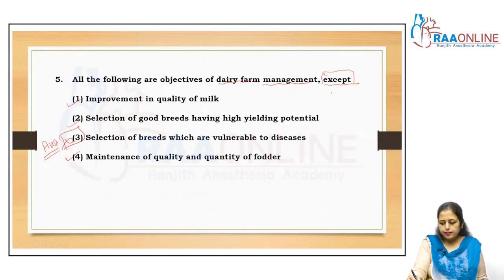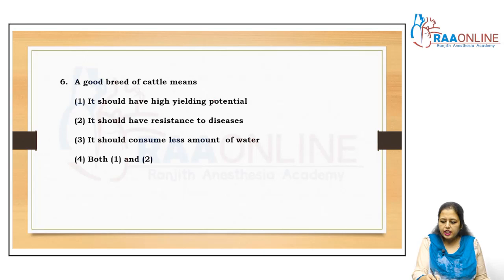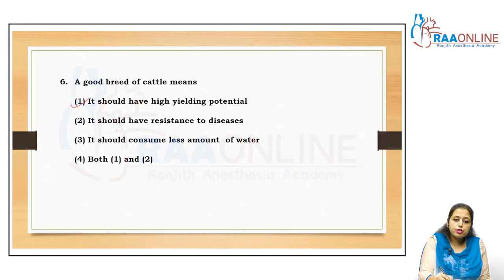Now come to the next. A good breed of cattle means it should have high yielding potential, correct? It should have resistance to disease, exactly. It should consume less amount of water, no, right? So both 1 and 2 are correct. So the answer is 4, right? So the correct answer is 4, clear?